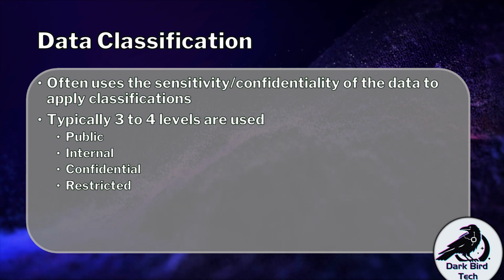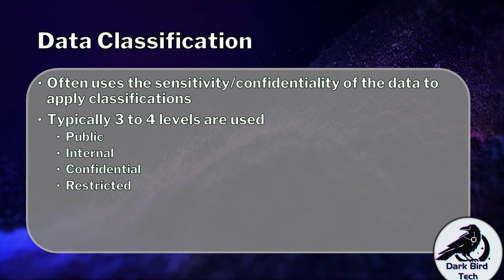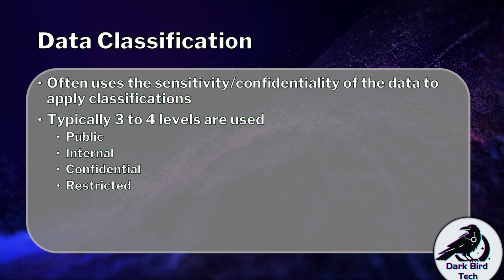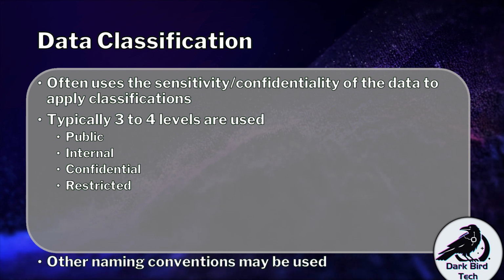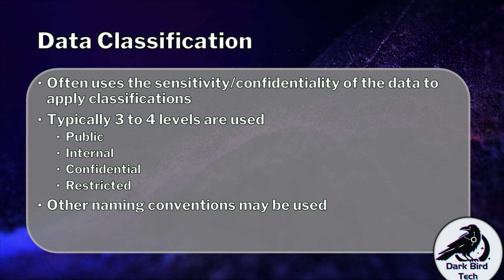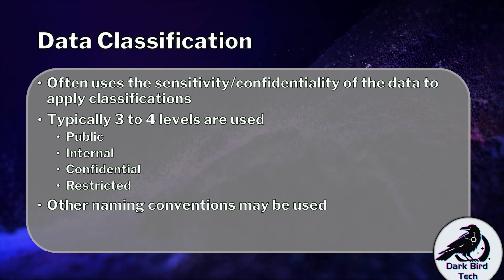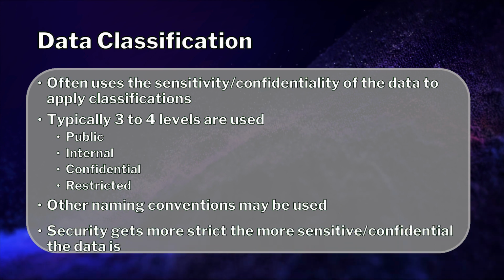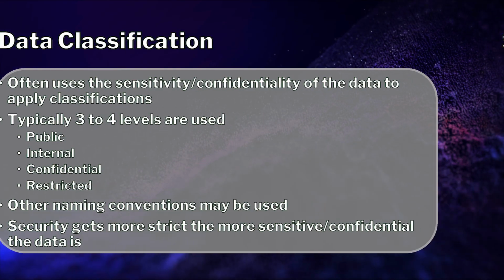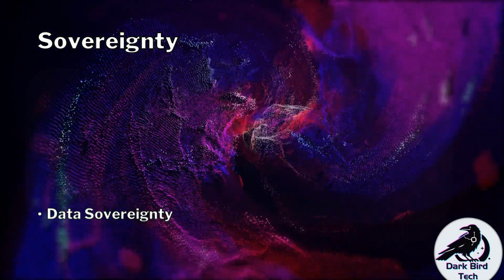And then you get restricted data. Restricted data is kind of for someone's eyes only, top secret, that kind of thing. It stays amongst only those that need to know it. Now, obviously, other naming conventions may be used for describing these levels, and you could go down to 3 levels. But the idea is that the security is meant to get more strict, the more sensitive or confidential the data is considered to be.